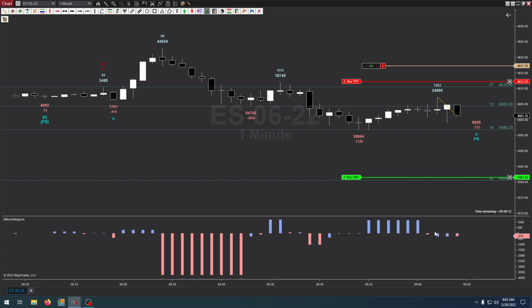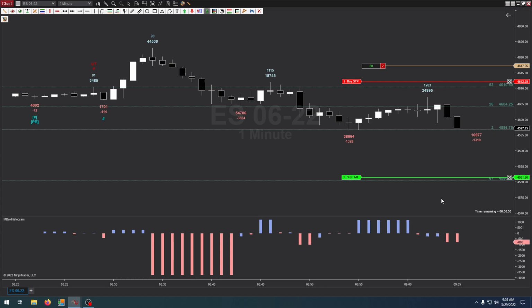These two blue bars right here on the box histogram tell us that even though price tried to go up here, there was more selling going on right here. That's what those two bars right there on the box histogram tell us. It's right below the zero line. Just like this. Close below this right here. That's what we need.